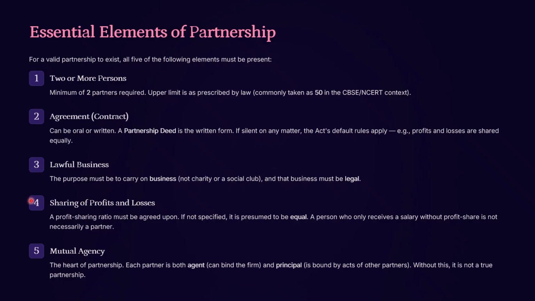The fourth element is sharing of profit and losses. Partners should agree on how profits and losses will be shared. If no ratio is mentioned, they are generally shared equally. The final and the most important one is mutual agency. Every partner can represent the firm and bind the other partners through actions taken in the ordinary course of business.